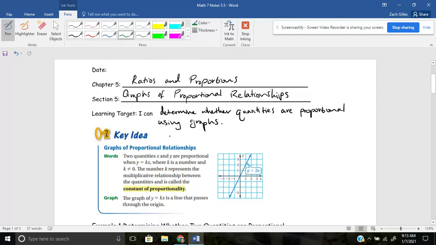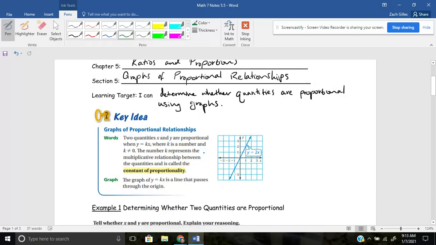Today's learning target is: I can determine whether quantities are proportional using graphs. Here is our key idea for the day, and we have a vocab word as well. It says graphs of proportional relationships. Two quantities, x and y, so remember our x-axis is the horizontal and our y-axis is the vertical, are proportional when y equals kx.